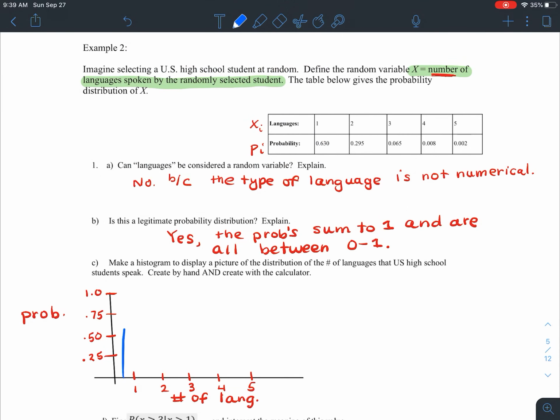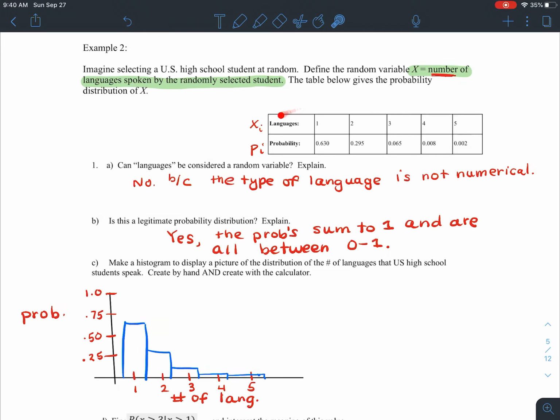Okay, and then we would just simply take a look at what we have here in our probability distribution, and we would make these bars go up to the height of what the probability is. Okay, so we're roughly estimating about 63% for one language, almost 30% for 2 languages. Looks like we're about 6% for 3, and then we're really, really small likelihoods here as we span out to 4 and 5 there.